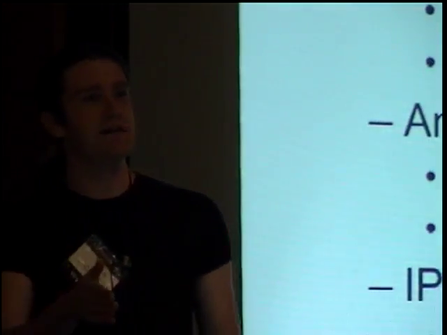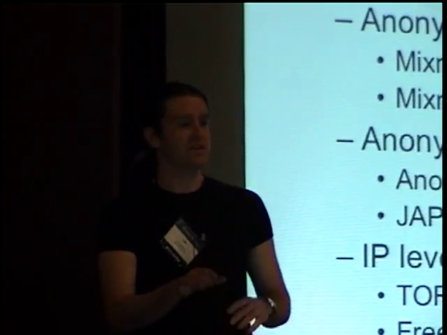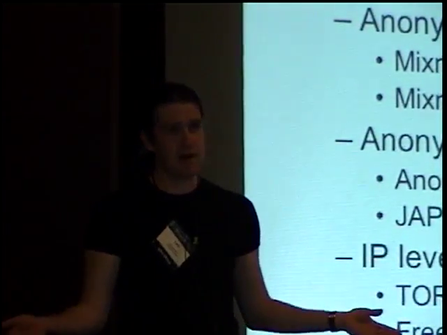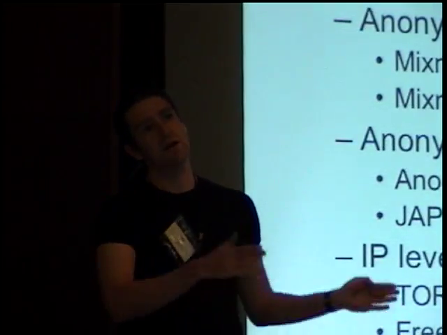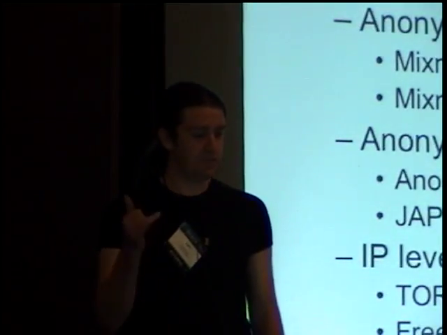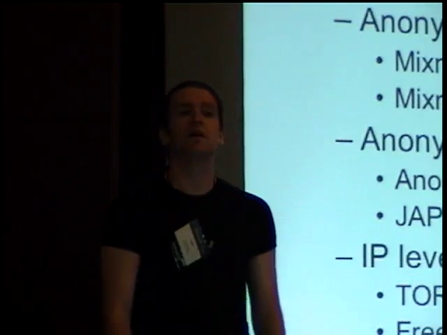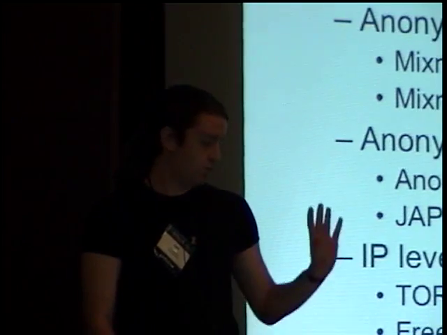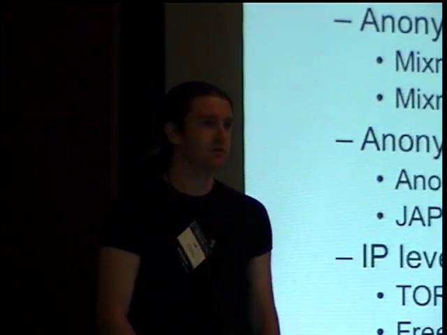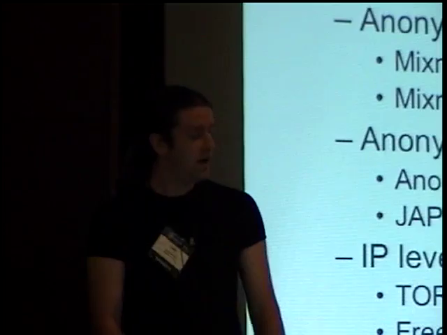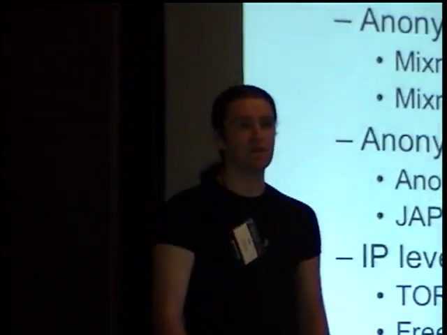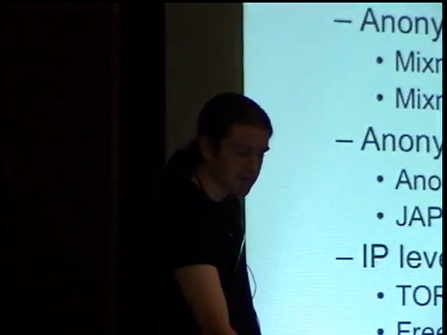And then there's anonymity services, which exist to hide the identity of a user and disassociate his actions with his name. There's anonymous remailers, which do higher latency message anonymity, such as Mixmaster and the new generation of remailers, Mixminion. There's web proxies. Anonymizer is one example. The Java Anonymous Proxy is another. And there's IP level anonymity. Onion routing and Zero-Knowledge's Freedom are examples of that.